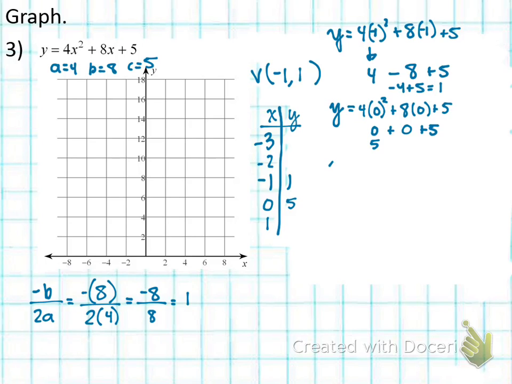Again, y is equal to, now we're going to plug in 1 into our equation. So y is equal to 4 times 1 squared plus 8 times 1 plus 5. Okay, 1 squared is? 1 times 4 is 4. Good. 8 times 1? 8. Good. What's 4 plus 8 plus 5? 17. Okay. So now we copy these. We know it's symmetrical, so we're going to copy the 5 here and the 17 here.